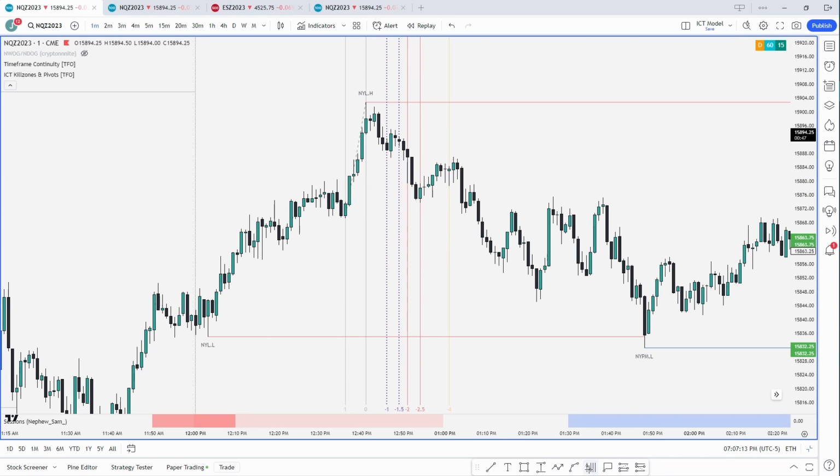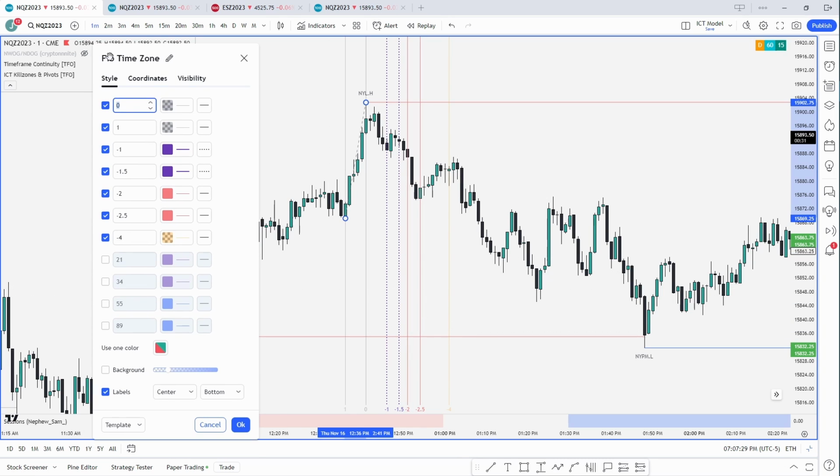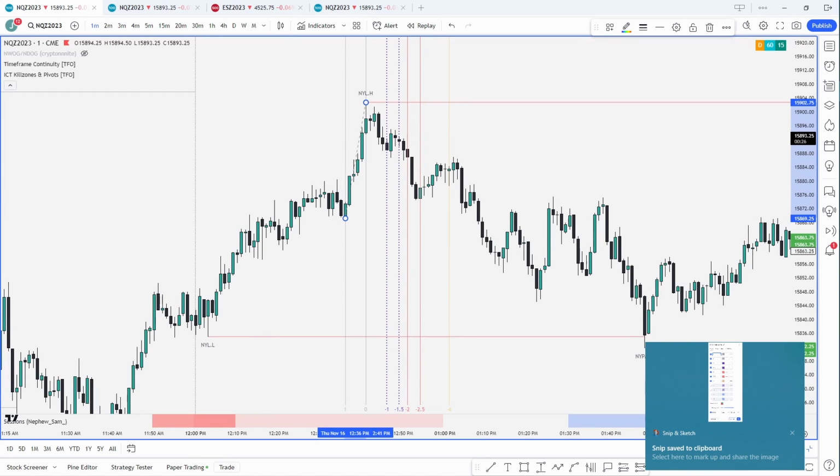So it looks like this. The settings are pretty simple, but I have the dotted lines for the -1 to -1.5, so that's your entry time frame. -2 to -2.5 is your terminus, and then -4 I just have as yellow, so I'll screenshot this as well if you want to use that. Post that up here.